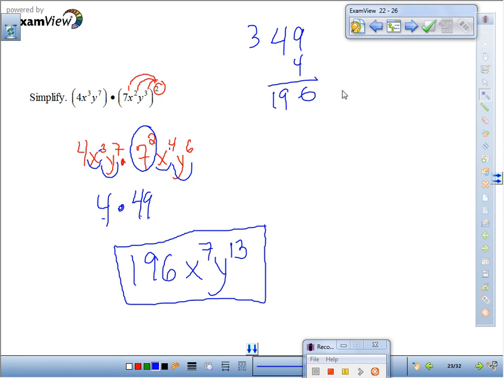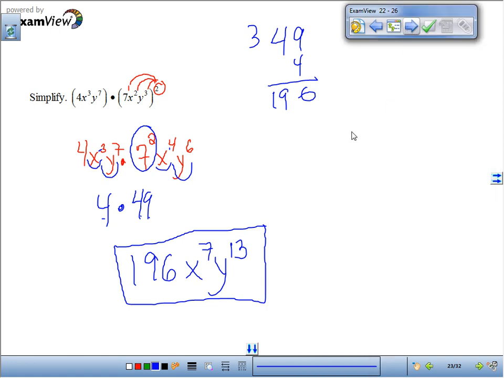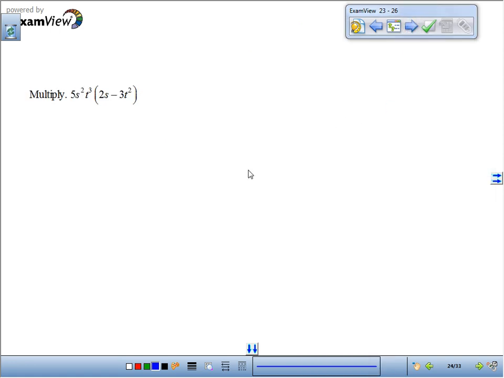Is it coming back? Remember these? Okay, let's go to number 23. Here we go. Multiply. Notice that these don't have an exponent outside of the parentheses. Are we there? So therefore, we need to multiply this times each of these terms.